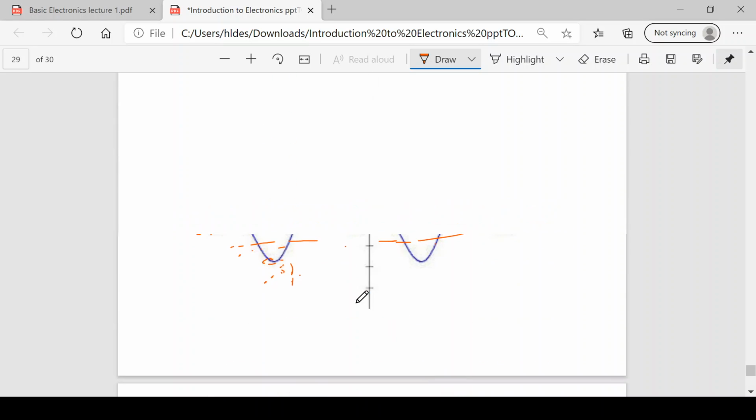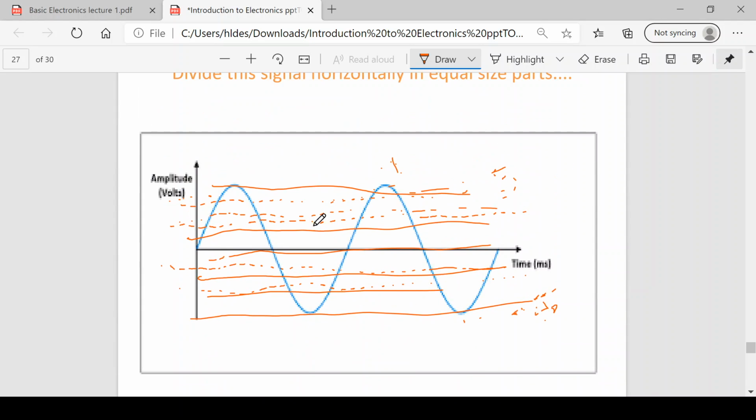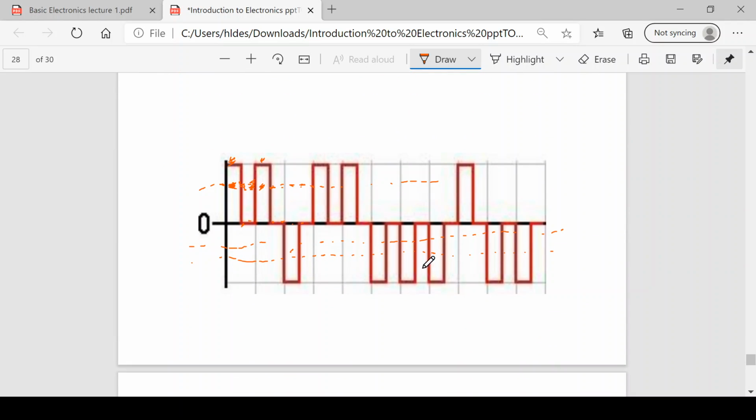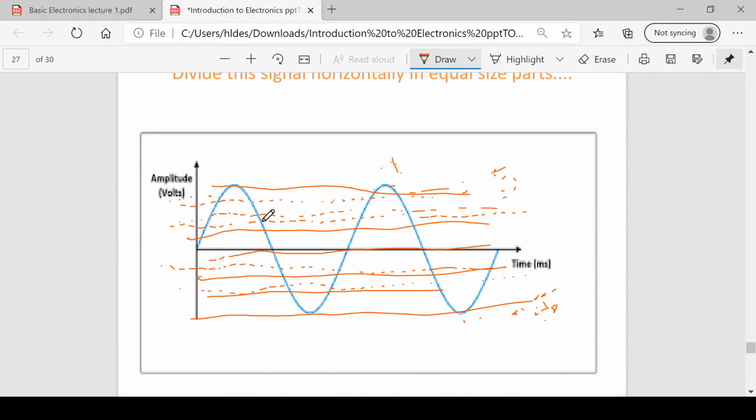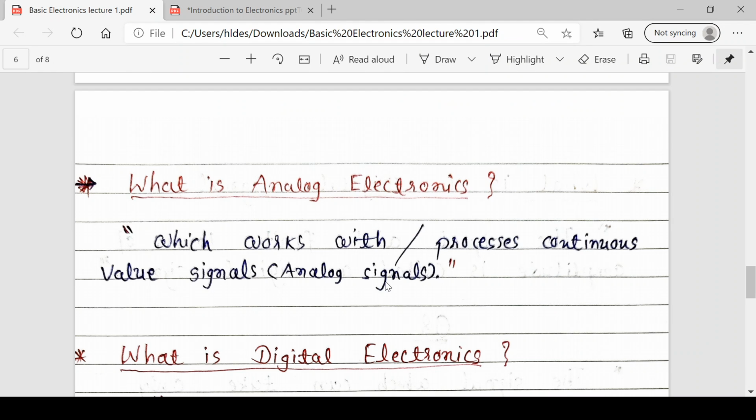So in any case, all the signals have got two options only. Either the levels of amplitudes are infinite, or the levels of amplitude are finite. So now it's easy to understand. The signal having infinite levels of amplitude is called an analog signal, and the signal having finite levels of amplitude is called a digital signal.